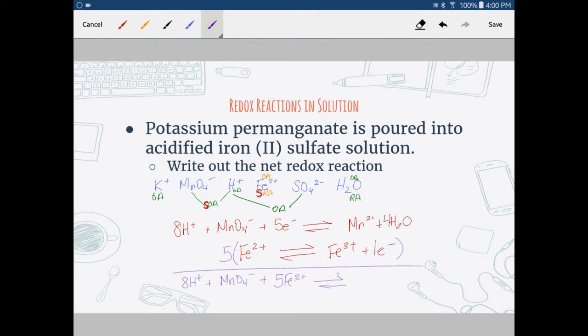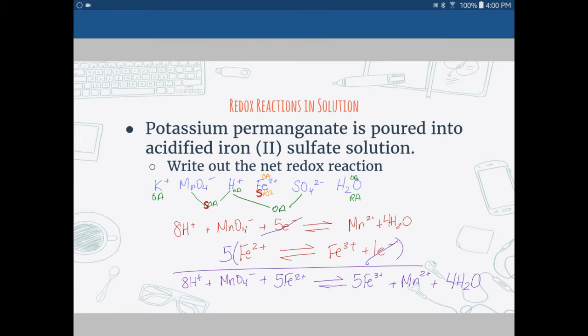And my 5 electrons are going to cancel out. Then I have 5 iron 3s. I have my manganese ion and my 4 water molecules. So there is my net redox reaction. I've dealt with my different reactions in solution. I've found my OA and I've found my RA, found my strongest reducing agent, listed my half reactions, and then come up with my net reaction.